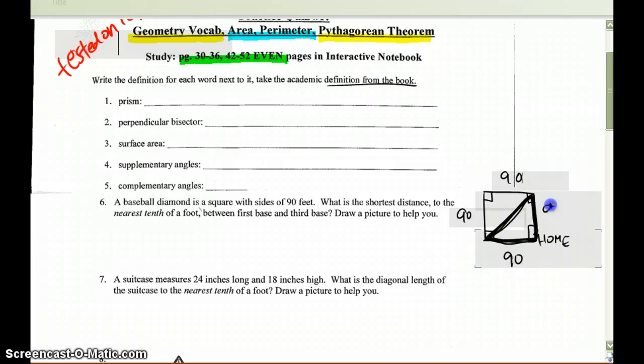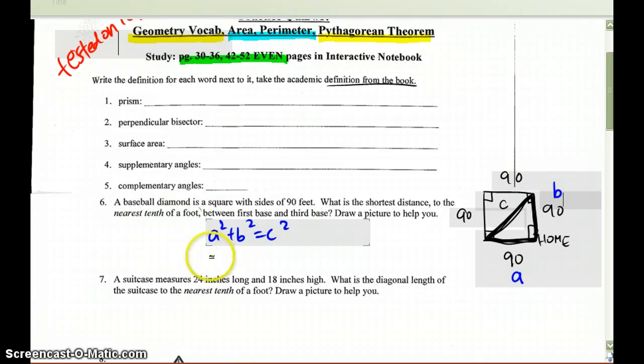because the legs are 90 and 90, I can find the missing, which is C, the distance between third and first base. So I'm going to apply the Pythagorean theorem. 90 is a leg A, 90 is a leg B, so I have A squared plus B squared equals C squared. So I'm going to take A, I'm going to do 90 squared, and I'm going to add that to another 90 squared, and that's going to give me C squared.